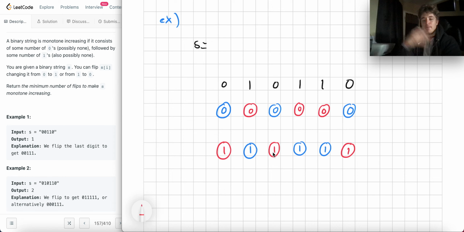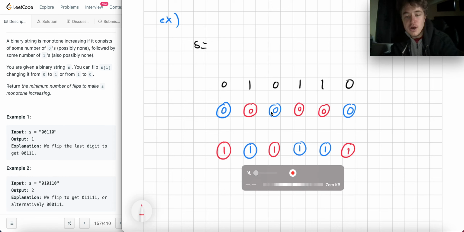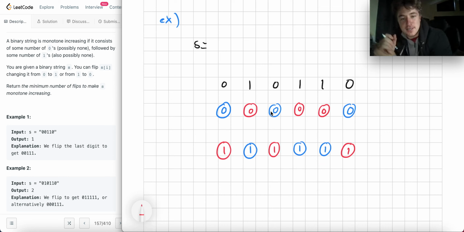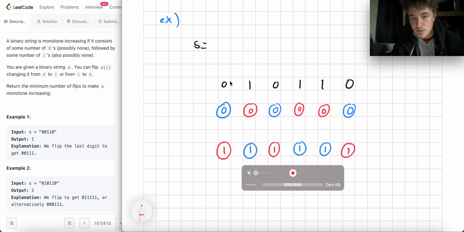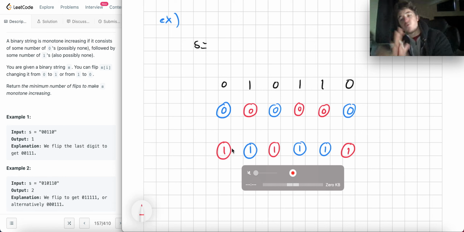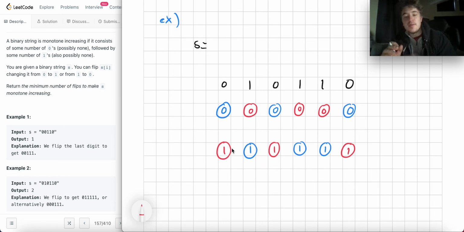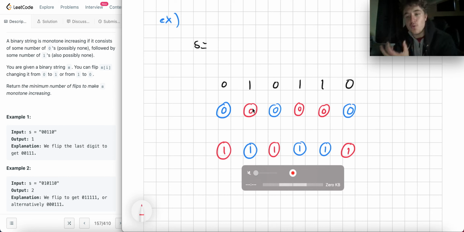What I'm basically trying to say is there's these blue nodes, which are the original vertices, the original nodes in the system as the system is given. This is what S was given as. But there's also these red nodes, which correspond to flipping bits. If we flip the bit, we get the red node. Now, we're trying to find the minimum number of flips to make S monotone increasing. So if we use a red node, that means we used a flip. And if we use a blue node, that means we haven't used a flip.